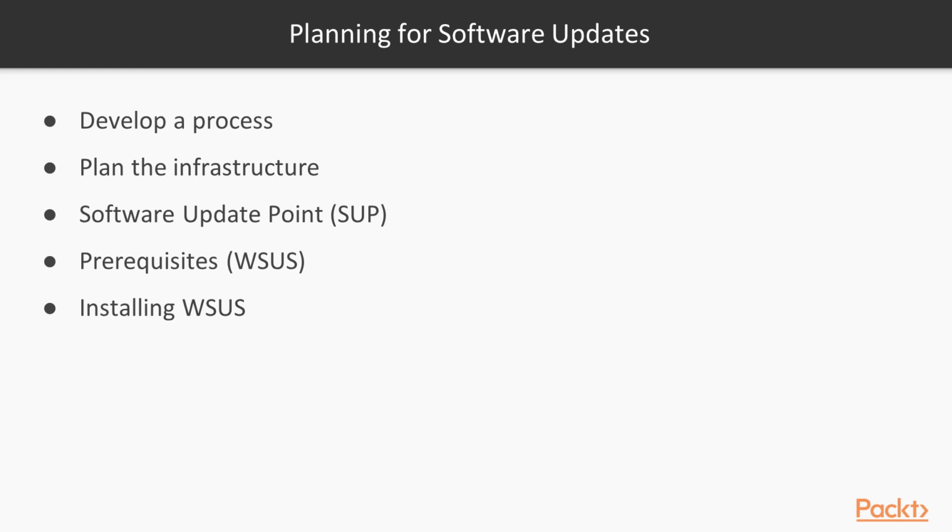A prerequisite of a SUP is that Windows Software Update Services, or WSUS, is installed on the system where the SUP is to be installed. Starting with Windows Server 2012, WSUS is integrated with the operating system and is added as a server role. Once the role has been added, ConfigMgr takes control of WSUS and configures it as needed. Let's add WSUS to our primary site now.